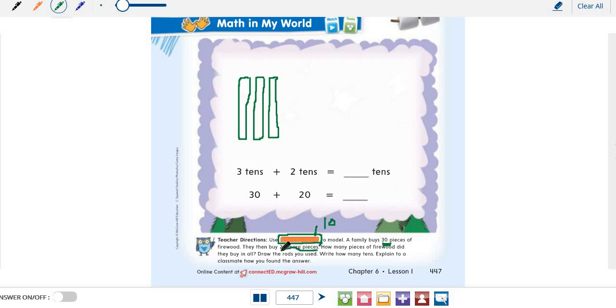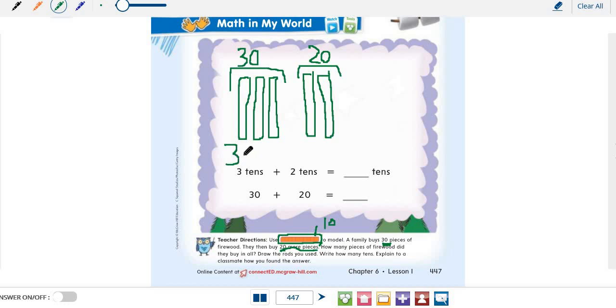Now, how many rods do we need to model number 20, grade 1? Yes, of course, we need 2 rods. These rods model or show number 30. And these rods show number 20. Here we have 3 rods or 3 tens. 3 tens. And we have 2 more tens. Here we have 2 tens.